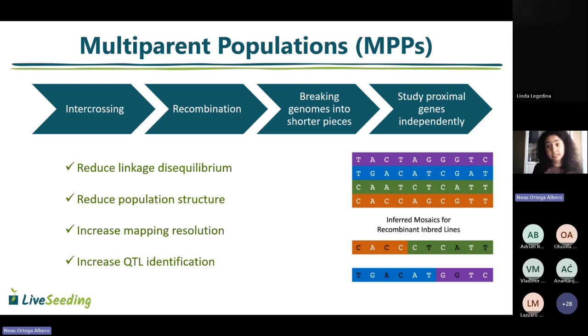So the idea is that when we are breaking these linkages, what we call the linkage disequilibrium, the distances between independent genes, we also reduce the population structure, we can increase mapping resolution, and we can increase the QTL identification. Basically, we are able to ensure that one candidate gene is causing one determinant phenotype. And it's easy for us even in very complex traits.